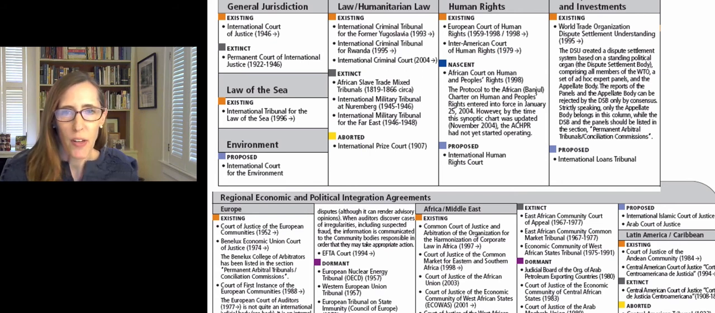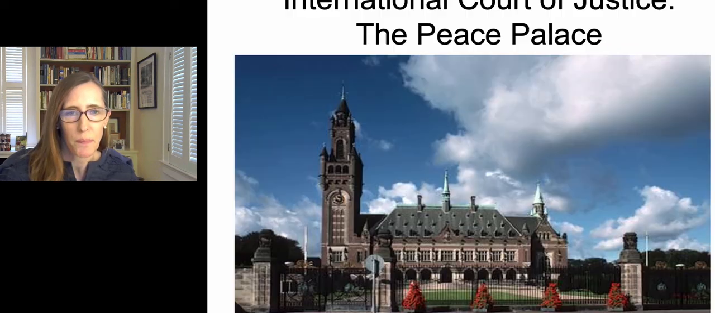But there are lots of other bodies, some of them extinct. The Permanent Court of International Justice, which is the precursor to the International Court of Justice, no longer exists, for instance. But there are many other courts that states can go to resolve their disputes. There are also arbitral bodies. If you want the full set of these, this is from a website called the Project on International Courts and Tribunals, which lays out a bunch of different dispute resolution bodies that exist at the international level.